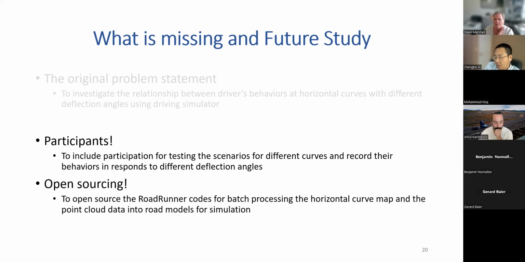The other part is open sourcing. What we are trying to do is open source the code from the Roadrunner work. I know MATLAB is not quite open source, and unfortunately Roadrunner got acquired by MATLAB. But we want to open source the code for how we batch process the horizontal curves we extracted, so that we can create what we promised, those 100,000 or even more scenarios of different curves, so that they can be embedded into CARLA or whatever driving simulator we may use. So these are the two things I think are the next steps.